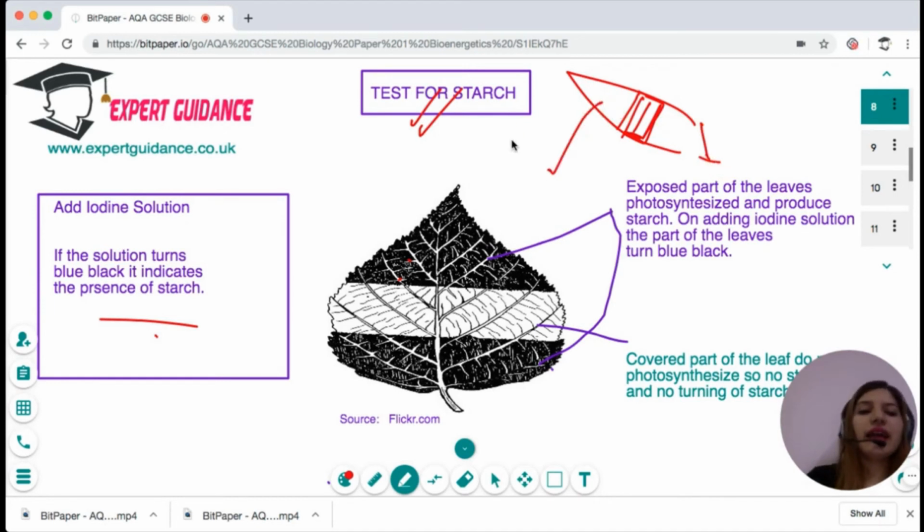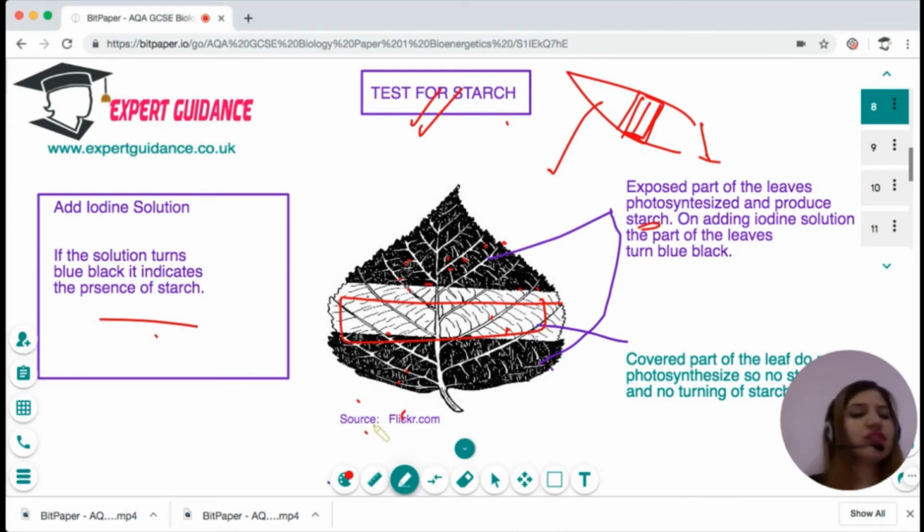And then if I add iodine solution to this leaf, what I would observe is that the part which was exposed to light will turn blue-black, because this was the part that got the privilege of photosynthesizing and making starch, whereas the one which was covered didn't get any light, so it didn't get any chance to photosynthesize, so no starch is made, so it didn't turn blue-black. So you should remember this iodine test for starch, and you can even test it on variegated leaves.